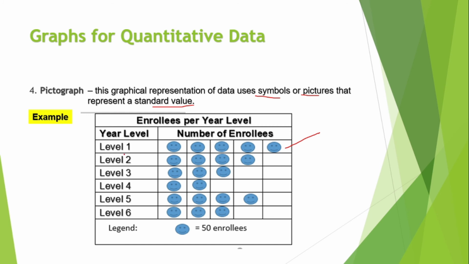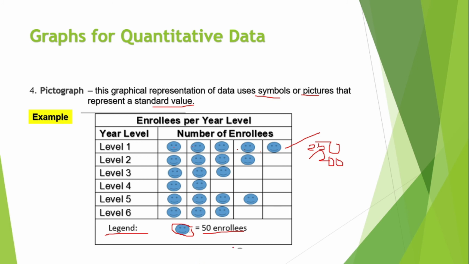So, in a pictograph, we need to put a legend. What does each smiley emoji represent? Each smiley emoji represents 50 enrollees. So, 50 times 5, this is actually 250. And since 4 times 50, you have 200 students, enrollees, and so on.